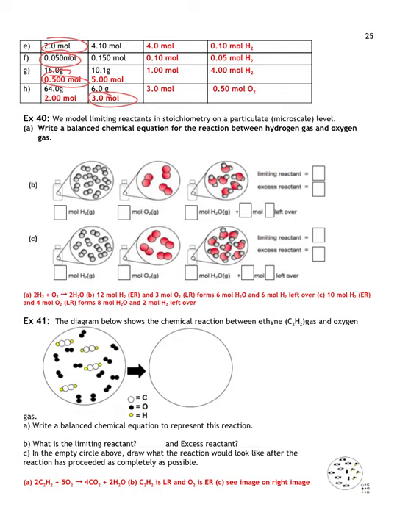Alright, we're going to model limiting reactants. We have modeled it already, but we're going to continue modeling and practicing modeling. So we're going to first write a balanced equation for the reaction between hydrogen and oxygen. So hydrogen reacts with oxygen gas to form water vapor.